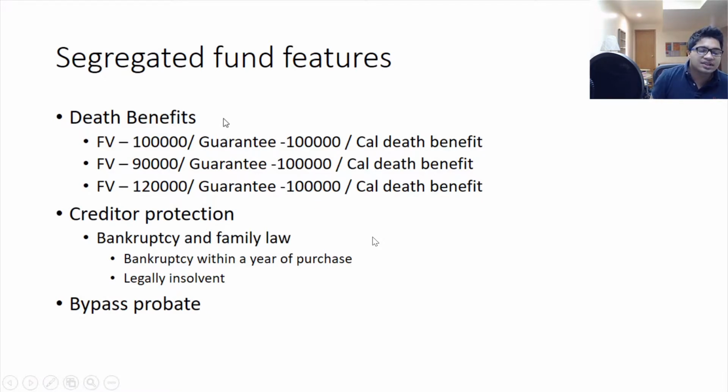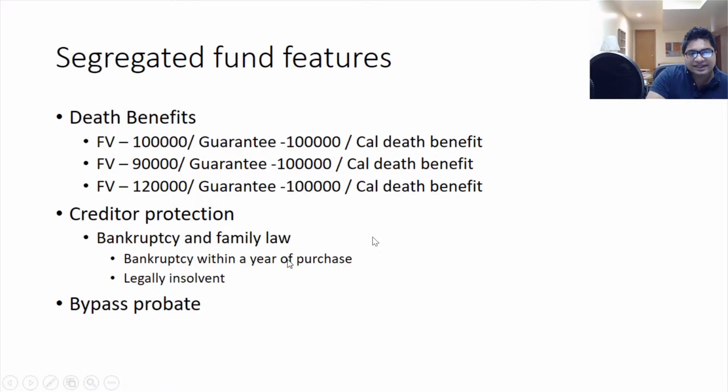One more significance of death benefit: death benefits are not taxable in Canada. So whatever death benefits you get, they are not taxed, and the maturity amount is taxed. Creditor protection: segregated funds have creditor protection. Under bankruptcy and family law, they are protected. Segregated funds are not attached to your properties in case of bankruptcy or if a creditor is putting a lawsuit against you.